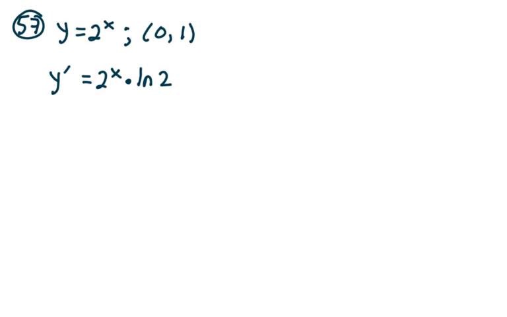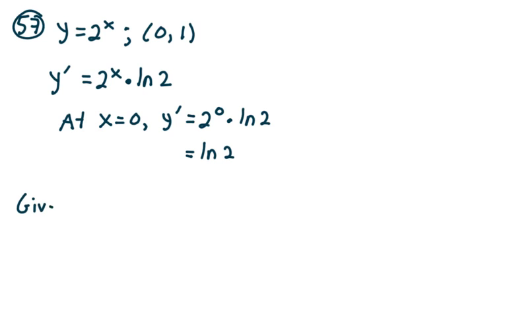Now, at x equals 0, y prime is 2 to the 0 times natural log of 2. But 2 to the 0 is 1, and 1 times the natural log of 2 is the natural log of 2. And so we're given slope natural log of 2 and point 0, 1.